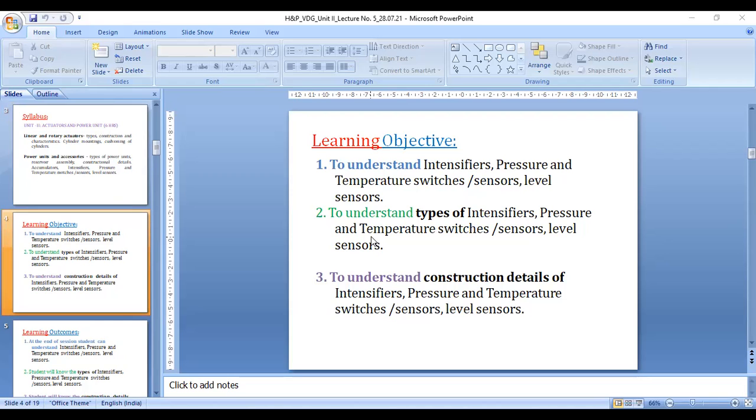Objective of this lecture: to understand intensifier, pressure and temperature switches, sensor, level sensor. To understand types of intensifier, pressure and temperature switches, sensor, level sensor. To understand construction detail of intensifier, pressure and temperature switches, sensor, level sensor.